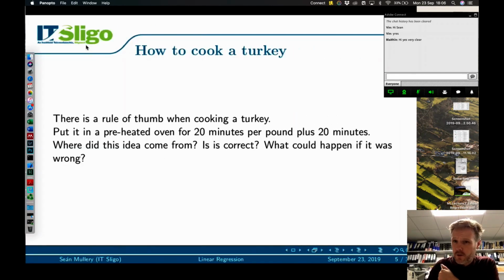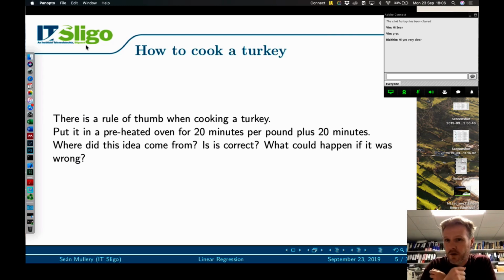So I'm going to start with what seems like a really trivial example, which is how to cook a turkey. The reason I'm using such a simple example is that this is one that you can almost explain to anybody, whether they're from an engineering background or not. And particularly if you're from an Irish background and you celebrate Christmas in some way or other, you'll have come across this example in some way.